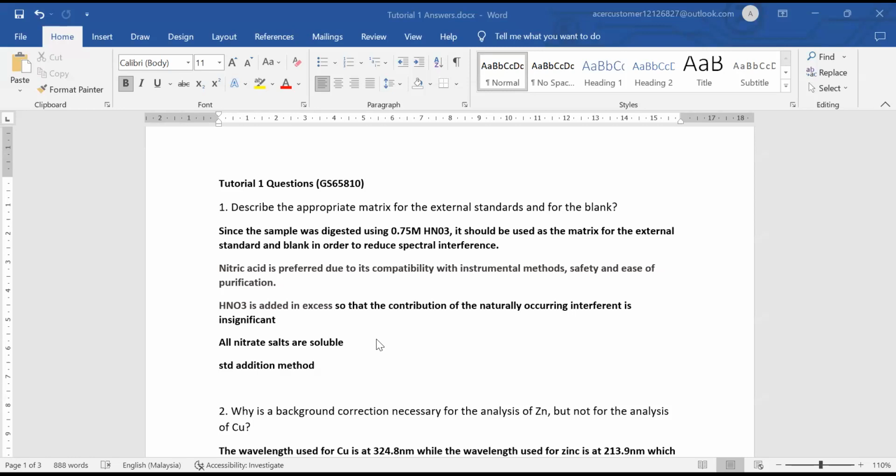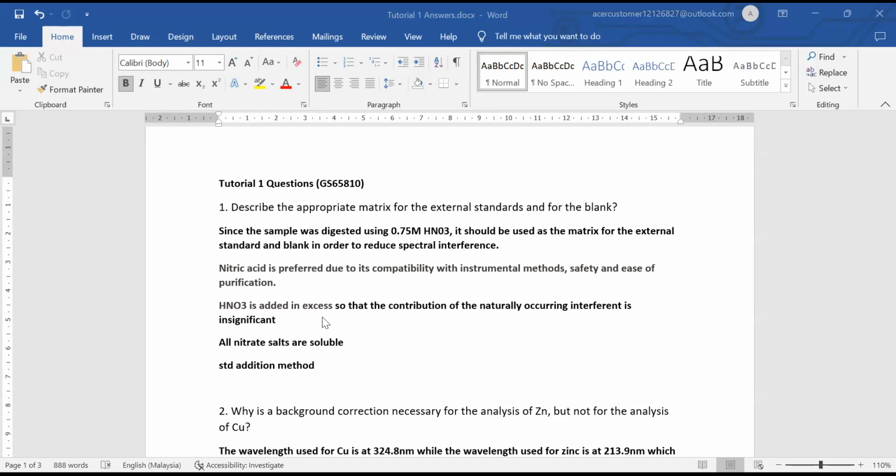Okay, so for the first question, they asked to describe the appropriate matrix for the external standards and for the blank. Since nitric acid was used to prepare the sample, it should be used as the matrix as well for the external standard and blank in order to reduce the spectral interference. Usually nitric acid is more preferred as it's compatible with instrumental methods. It is safe and also easy to purify.